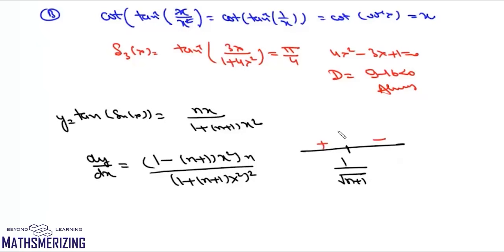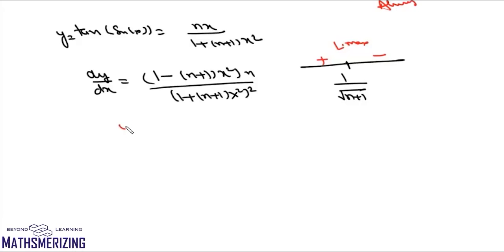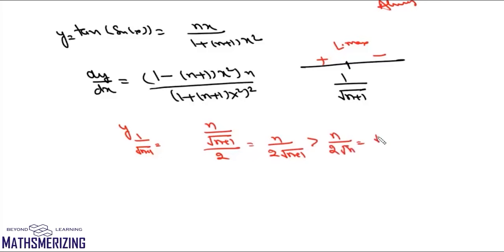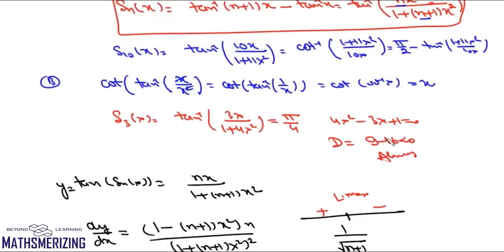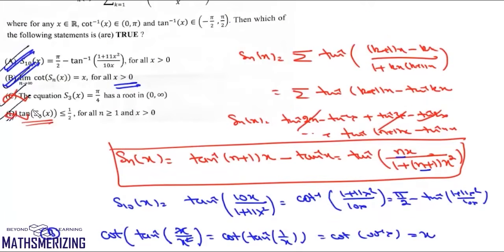So this function will have a local maxima at 1 upon under root n plus 1. Now if we find its value at 1 upon under root n plus 1, this value will be n upon under root of n plus 1 by 2, which is n upon 2 under root n plus 1. Now this is greater than n upon 2 root n, which is under root n by 2. So this value is always greater than 1 by 2, not less than 1 by 2. So that means this option D is incorrect. So the correct options are A and B.